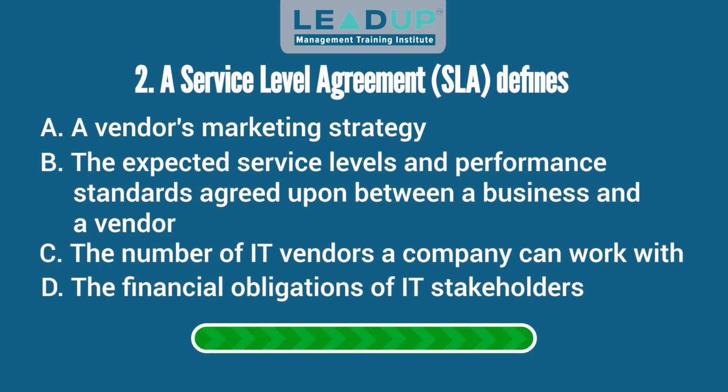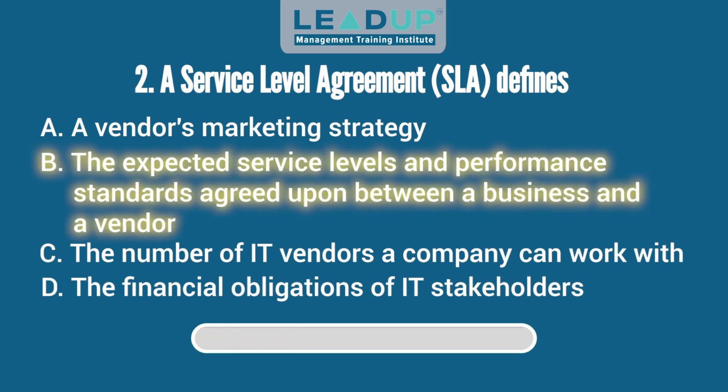Question 2. A service level agreement, SLA, defines A. A vendor's marketing strategy. B. The expected service levels and performance standards agreed upon between a business and a vendor. C. The number of IT vendors a company can work with. And D. The financial obligations of IT stakeholders. Answer B. The expected service levels and performance standards agreed upon between a business and a vendor.